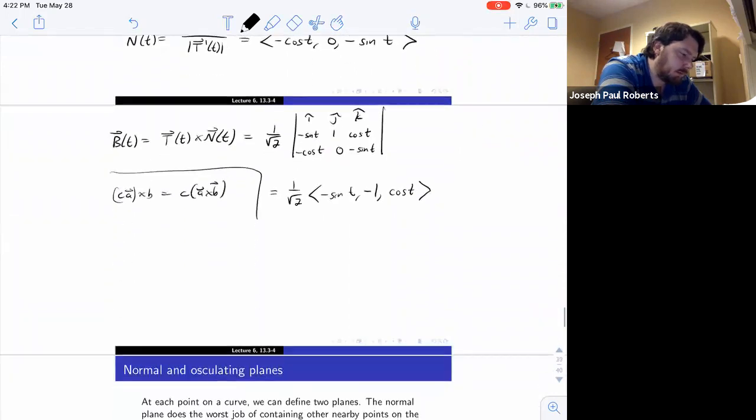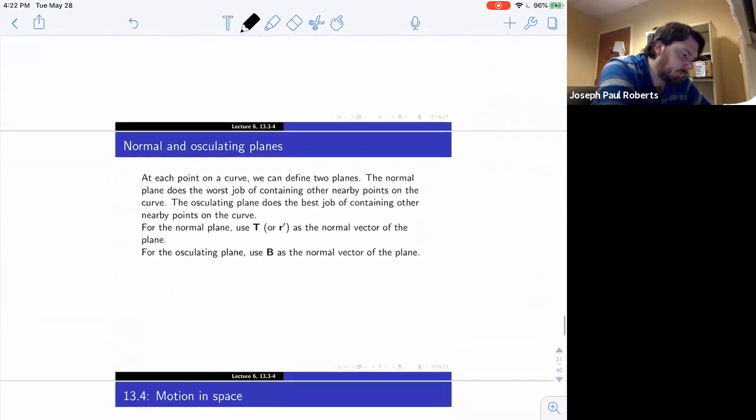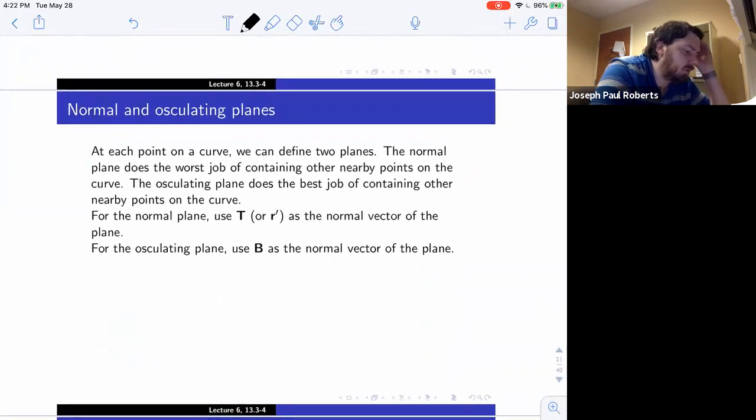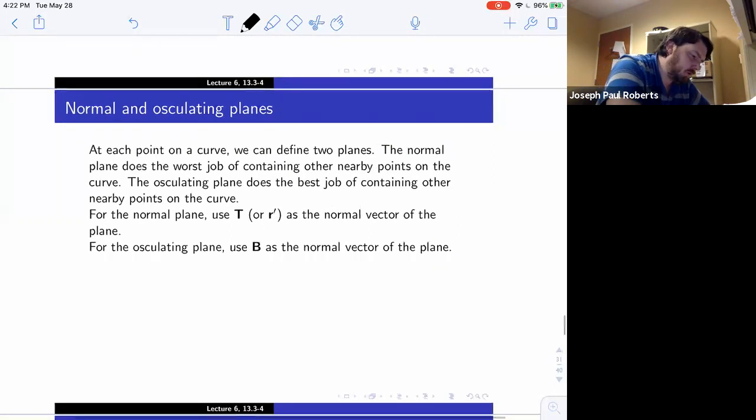All right. And then the very last little thing about 13.3 is the normal and osculating planes. So at each point on the curve, we could define 2 planes. And so intuitively, the normal plane does the worst job of containing other nearby points on the curve, and the osculating plane does the best job. So what on earth do I mean by this?